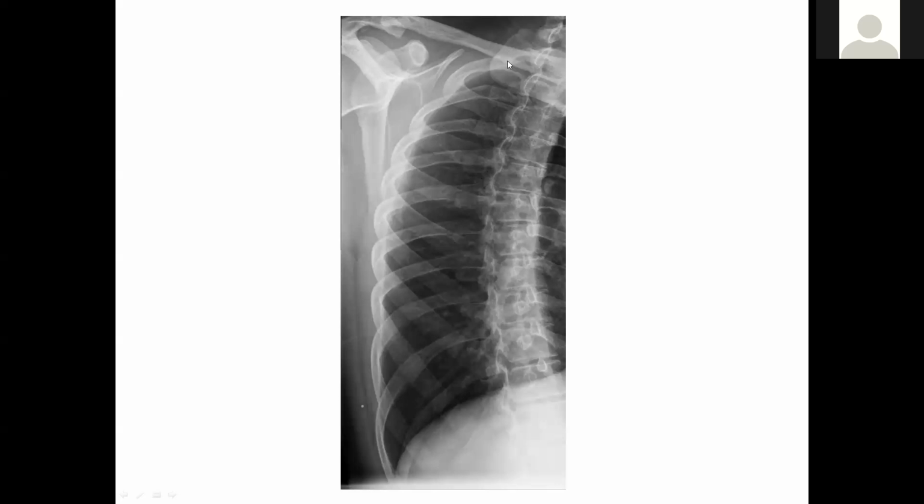So first rib, second, third, fourth, fifth, sixth, seventh, eighth, ninth, 10th, 11th, 12th down here. So you're seeing the originating part here and then swinging around the anterior side.